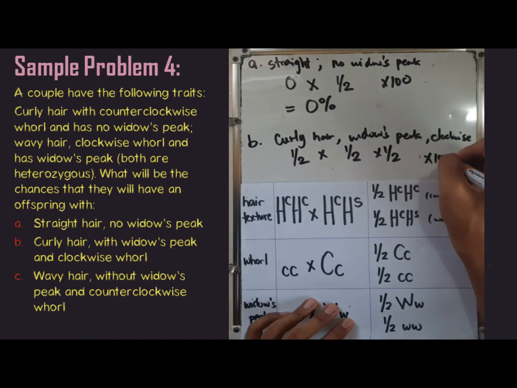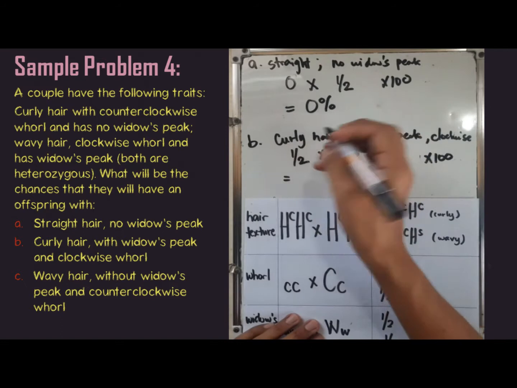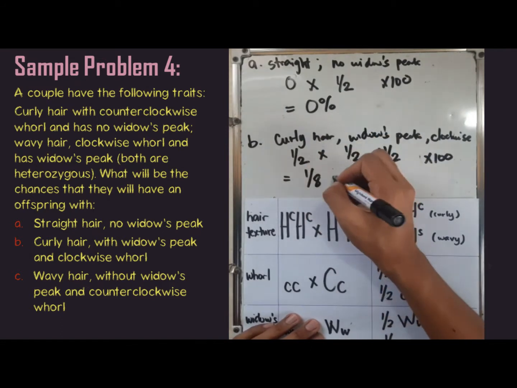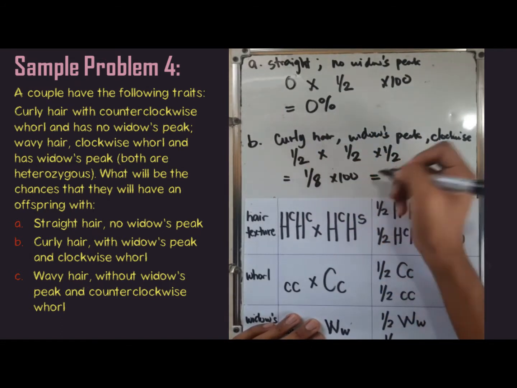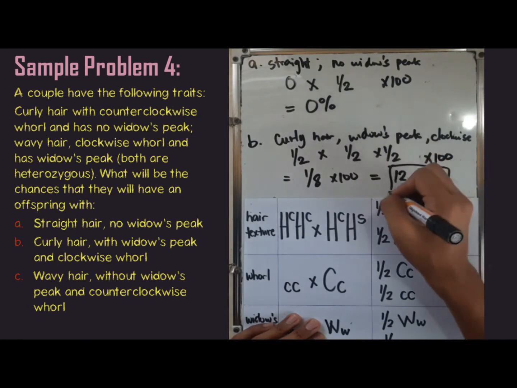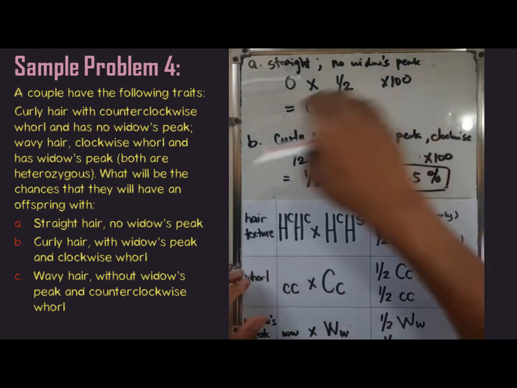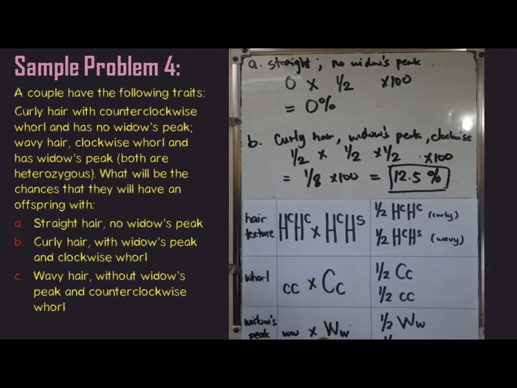Then we're going to multiply this with 100, in which we arrive at 1/8 times 100, which is equivalent to 12.5%. Okay? So when it comes to certain types of traits, we just multiply them, and then we arrive at our answer.